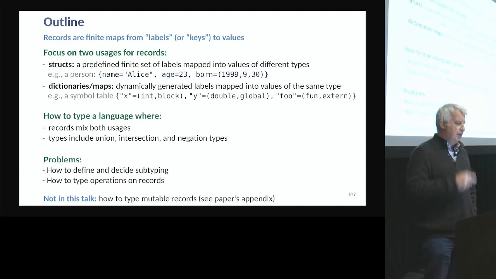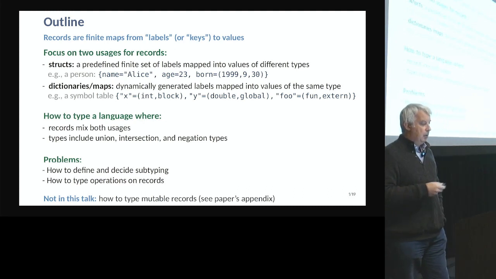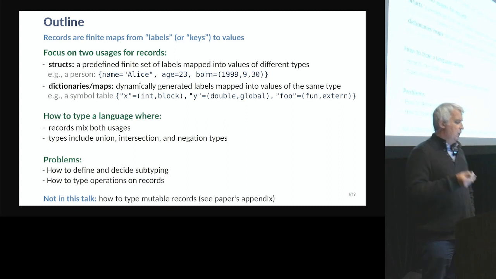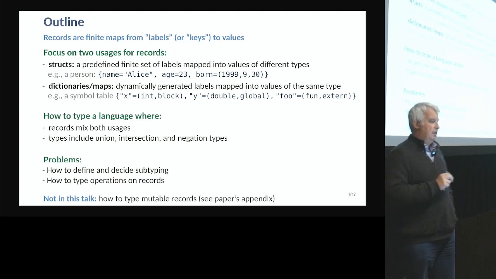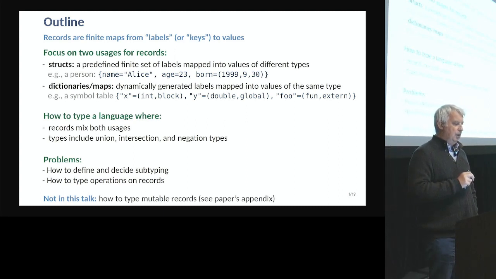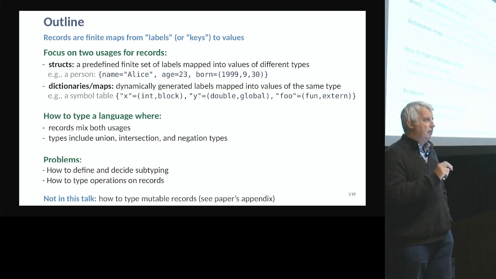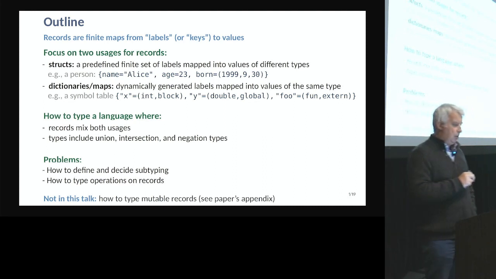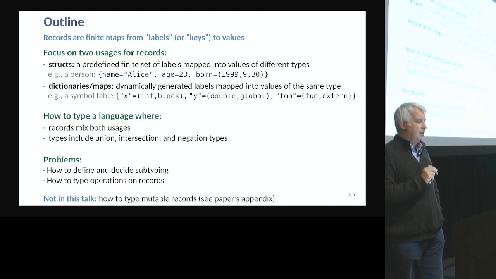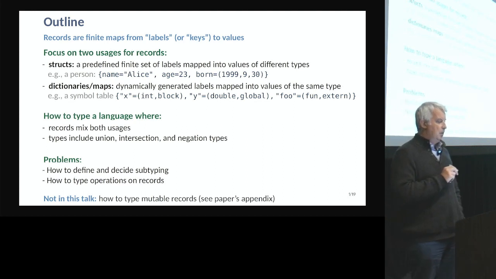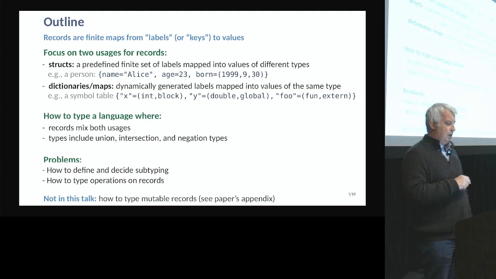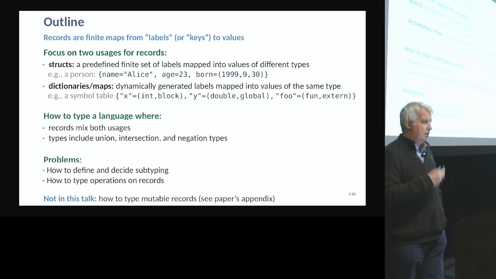Nil, null, something. And I will show you how to type a language in which records mix both usages, and also you have union, intersection, and negation types, and we have a very strong motivation for that. And the problem I will show you how to solve is how to define the subtyping relation and how to type operational records. In the paper, there is also some work on mutable records, but I will not present it here.